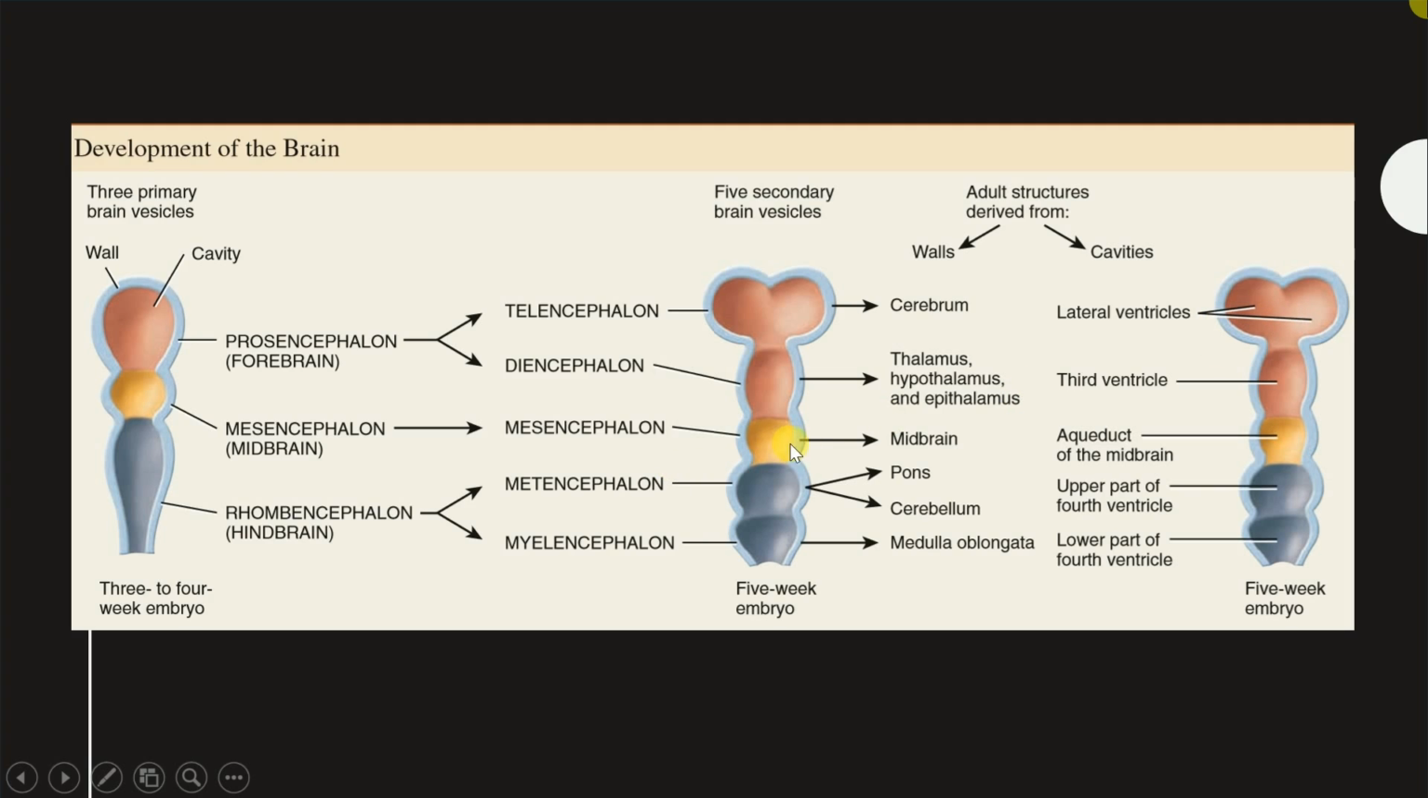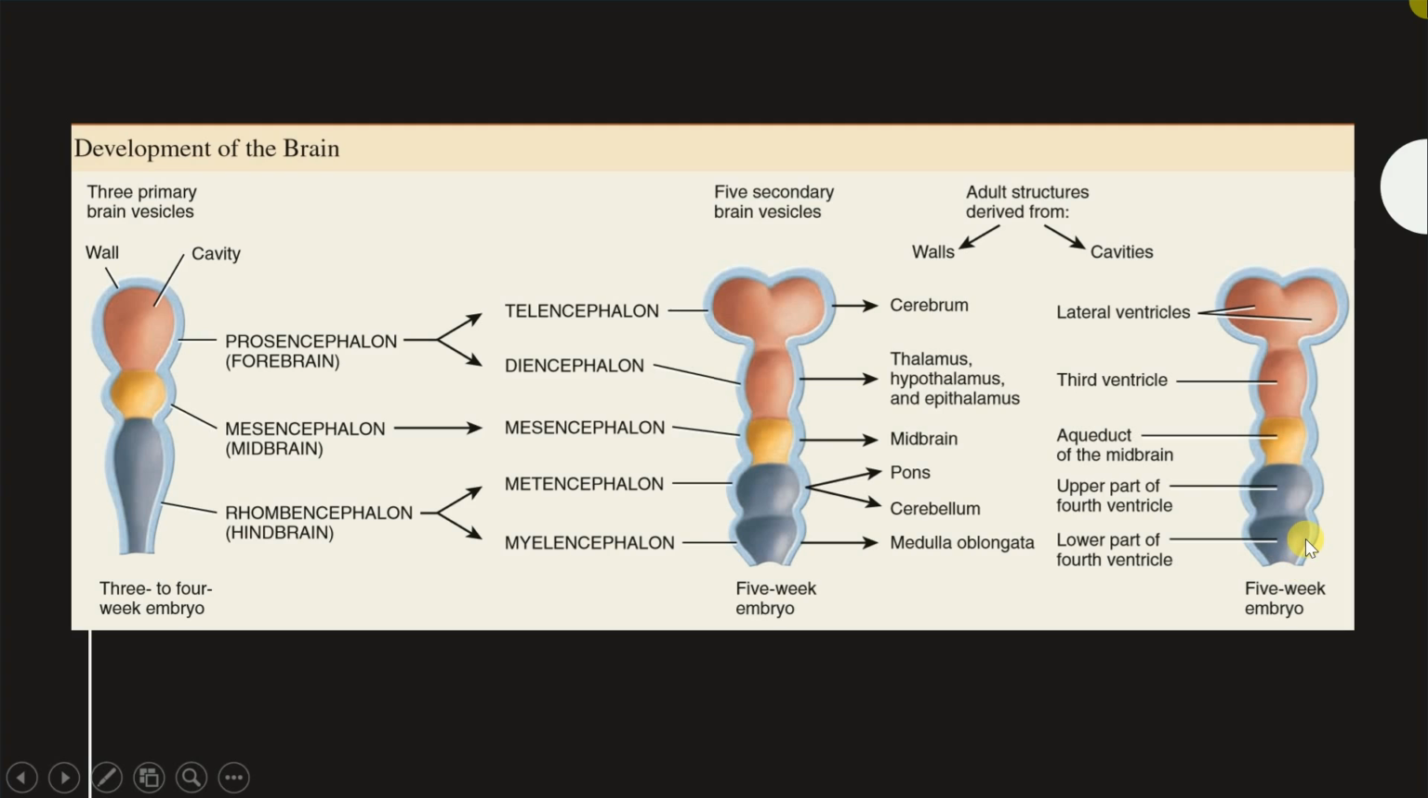The wall of the mesencephalon gives rise to the midbrain, and its cavity gives rise to the aqueduct of the midbrain, also known as the cerebral aqueduct. Similarly, the walls of the metencephalon give rise to pons and the cerebellum, and its cavity gives rise to the upper part of the fourth ventricle. And finally, the walls of the myelencephalon give rise to the medulla oblongata, also known as the medulla, and its cavity gives rise to the fourth ventricle's lower part.